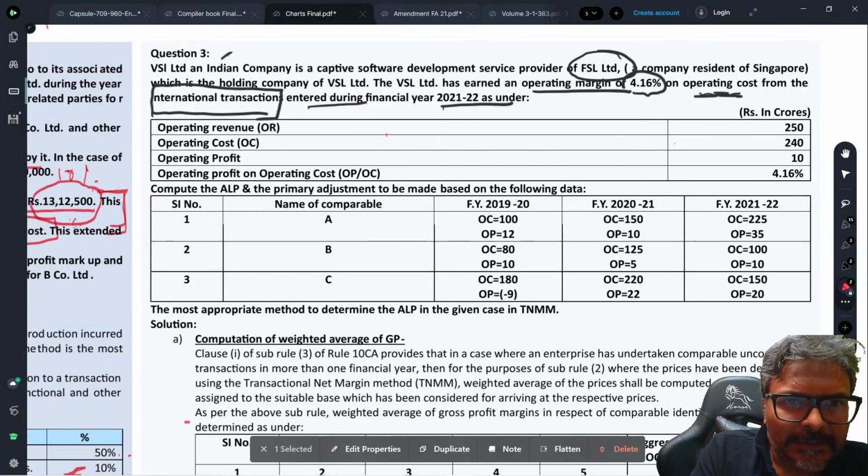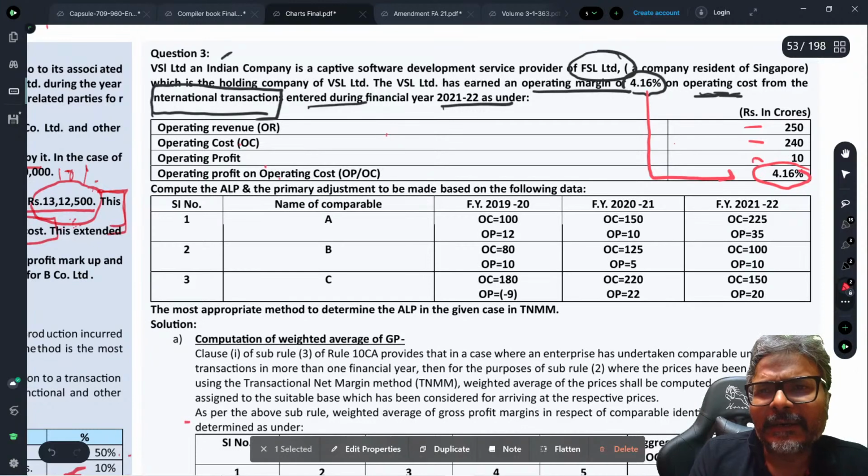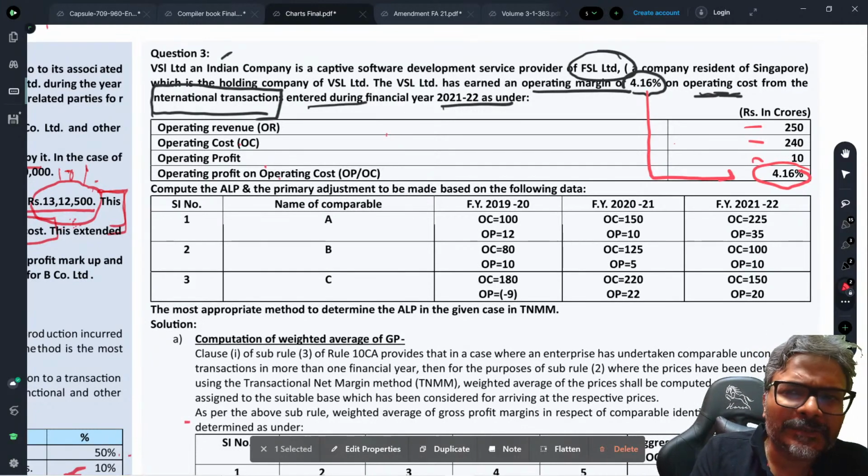Here, Palak, in operating revenue 250, operating cost 240, operating profit 10, and thereafter, students, 4.16 is the derivation of how they have determined the operating margin vis-a-vis the operating cost. So this is a derivation.